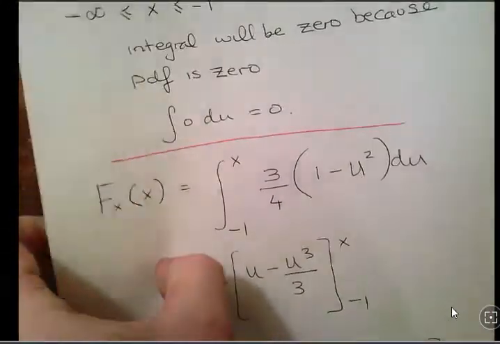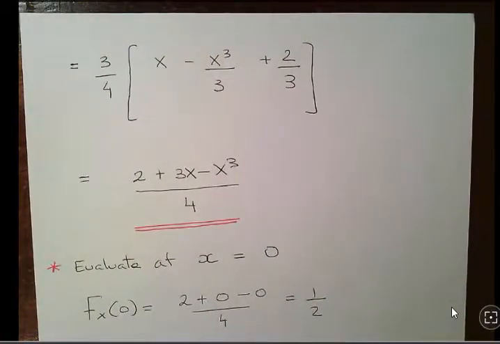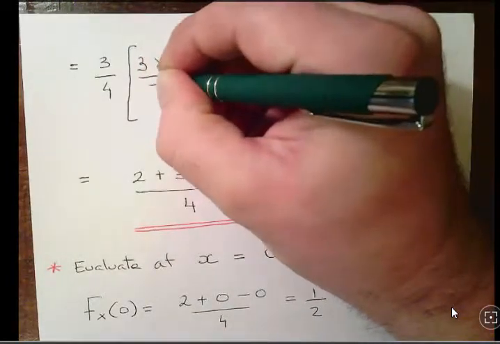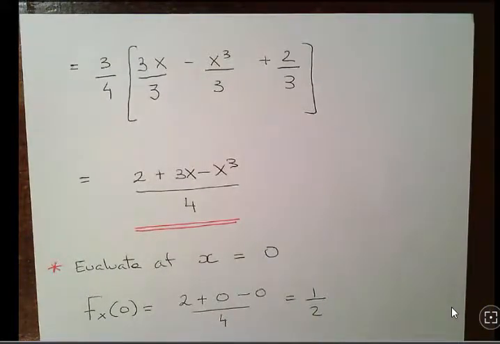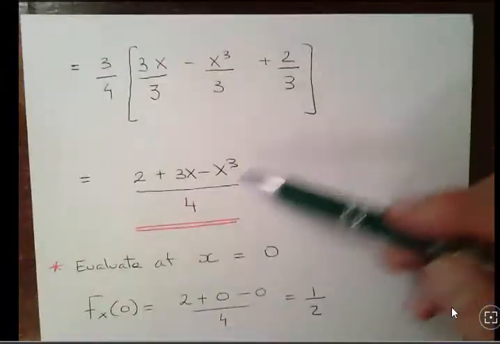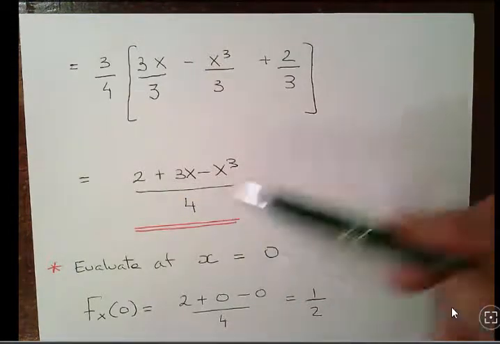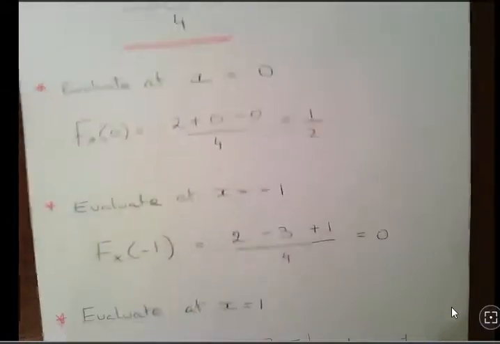So, what we have here is as follows: 3/4 of x minus x cubed over 3 plus 2/3. What I'm going to do here is turn 2/3 into a fraction with a common denominator, and write x as 3x over 3, such that this will cancel out with this, and we are left with 2 plus 3x minus x cubed over 4. Okay. So that's the second part of what we're looking for.